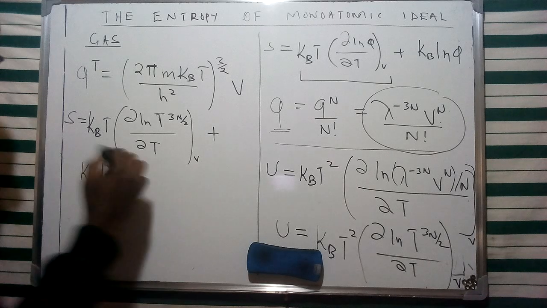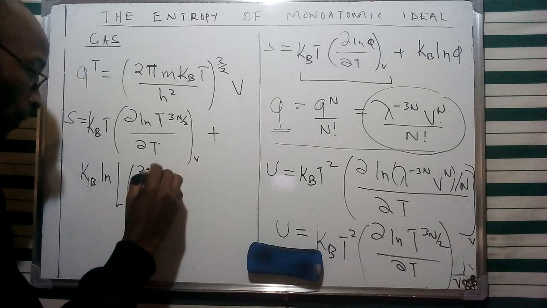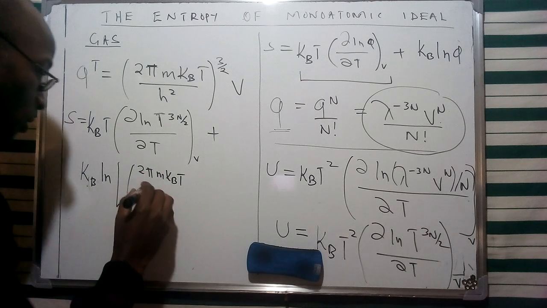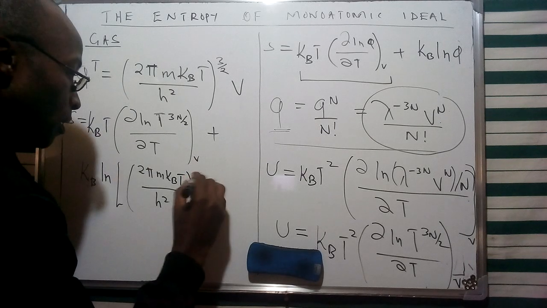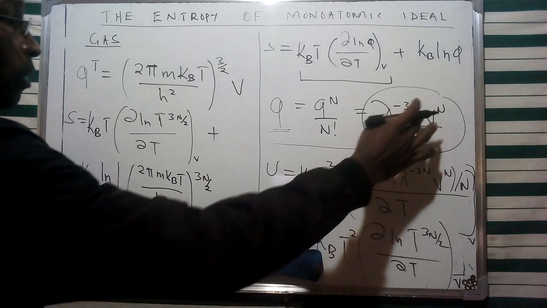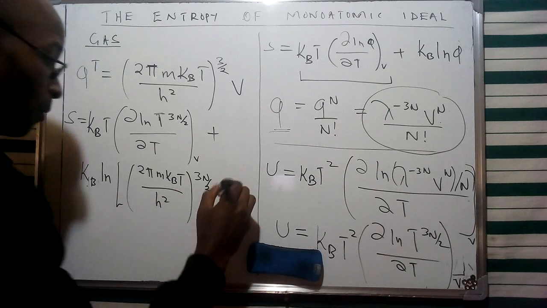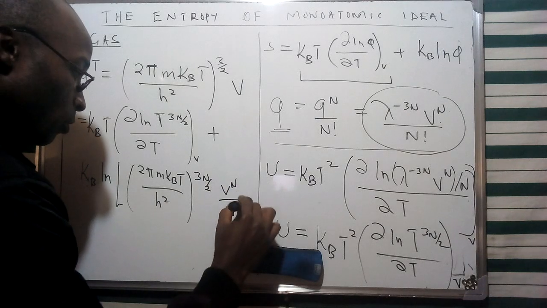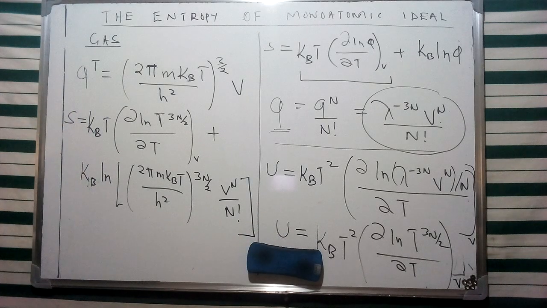Therefore, it's going to be given in terms of 2 pi m k_B T, and then we're going to have over the square of h given as such, and this is going to be 3N over 2, which has a subset from this specific consideration. Then therefore it's going to be given in terms of V^N over N factorial given as such, and this is going to form a representation for the concept of entropy.